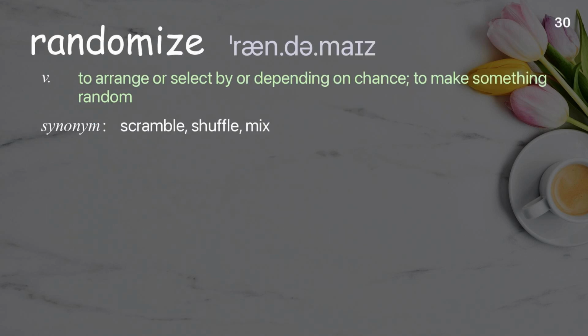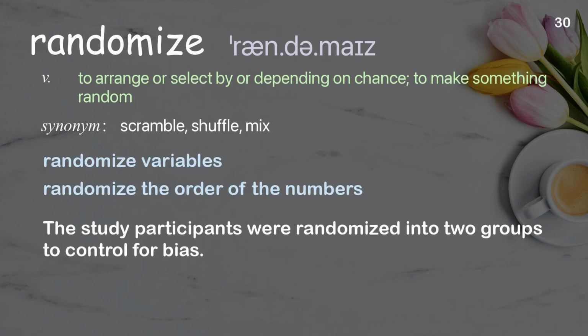Randomize. To arrange or select by or depending on chance, to make something random. Examples: Randomize variables. Randomize the order of the numbers. The study participants were randomized into 2 groups to control for bias.